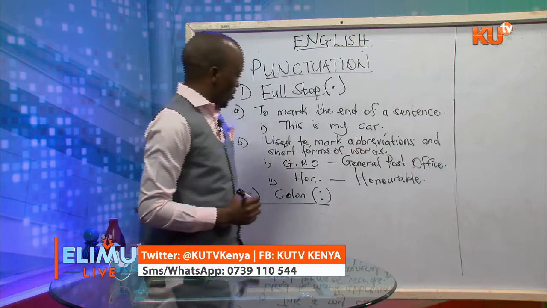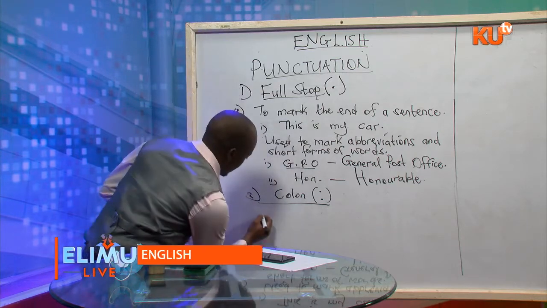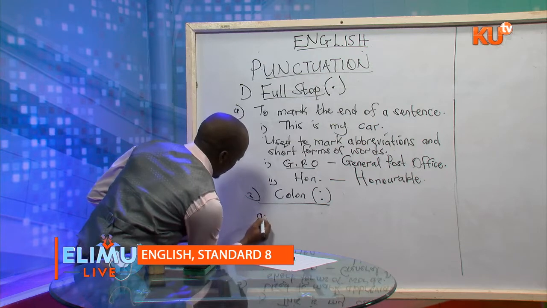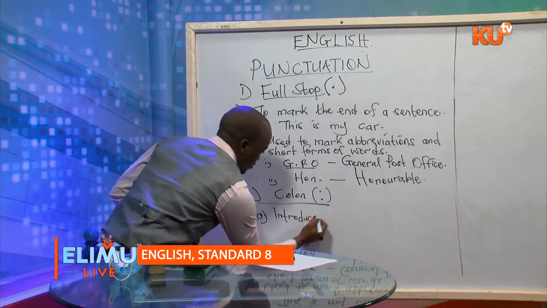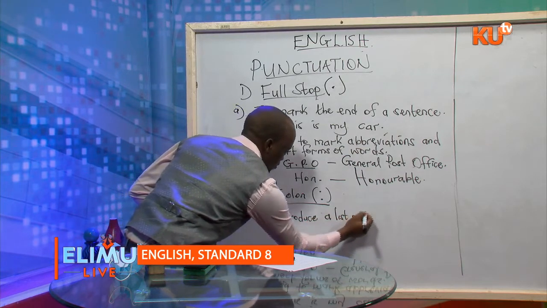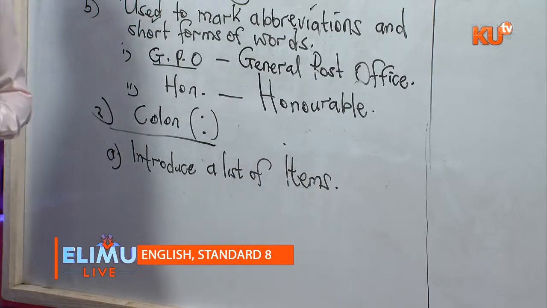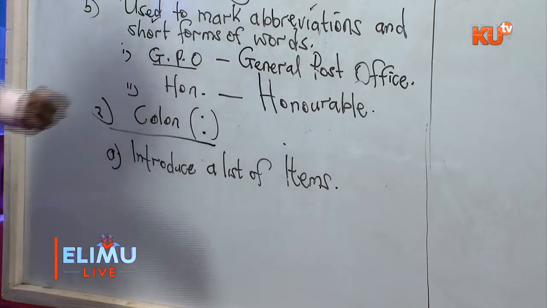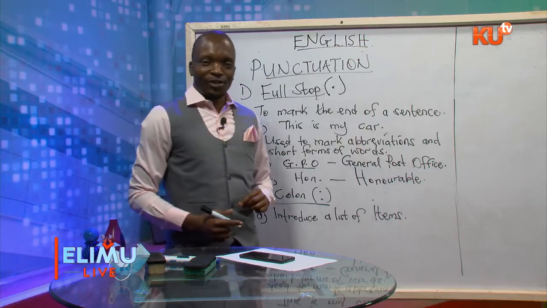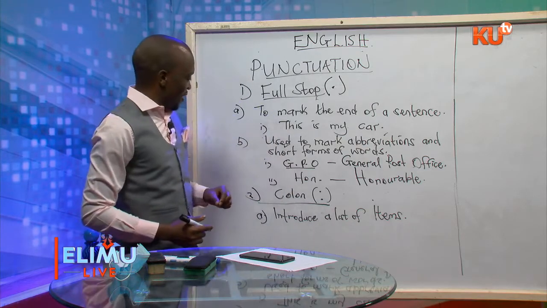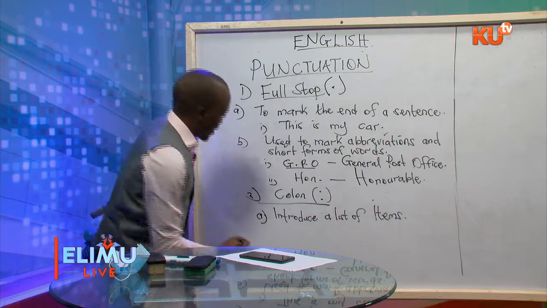So the first use of a colon: we use a colon to introduce a list of items. When we want to introduce a list of items, we use a colon. We use these two marks, and they are not called two full stops. That is what my learners sometimes tell me, that teacher, these are two full stops. They are not two full stops. This is a colon. An example in a sentence.